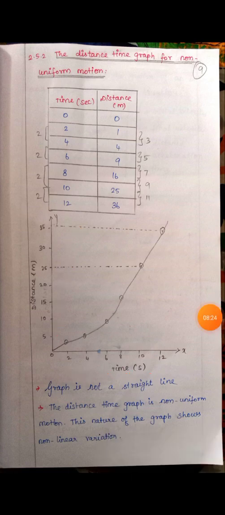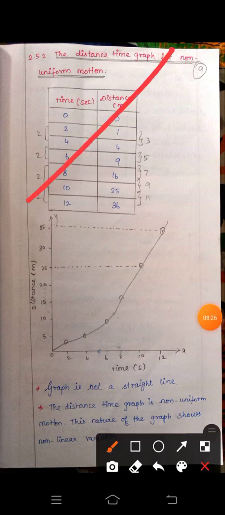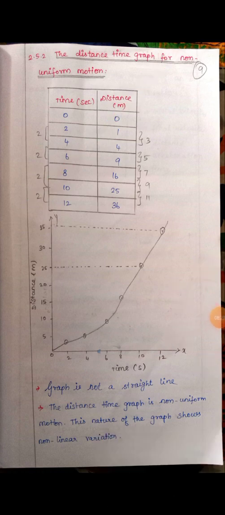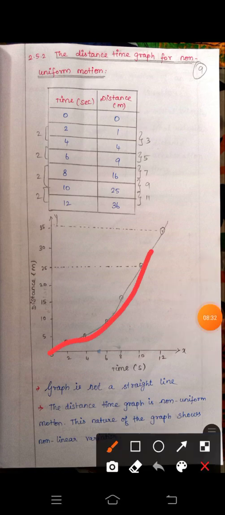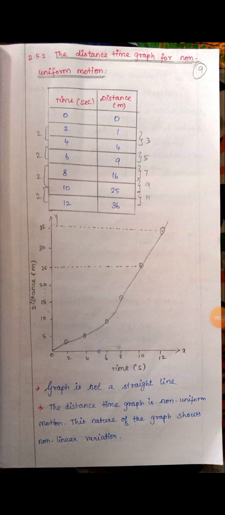See here, in uniform motion the graph grows in a straight line. Whether in non-uniform motion it is moving in a straight line? No, the graph is not going in a straight line. It is not a straight line. The distance time graph is non-uniform motion. So the nature of the graph shows non-linear variation. Here the graph is in non-uniform motion.